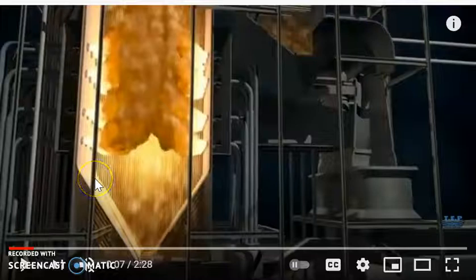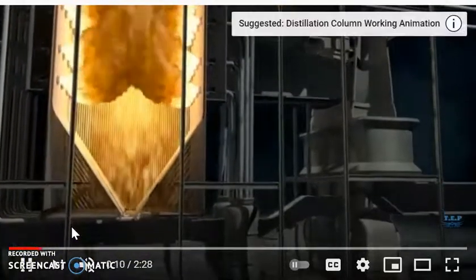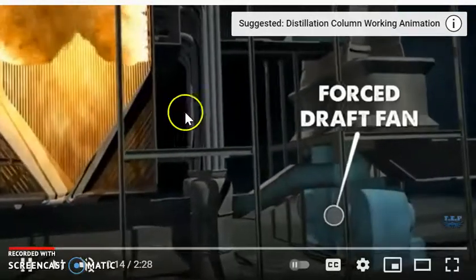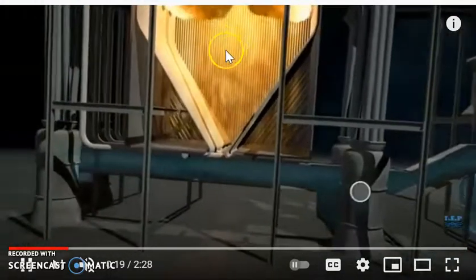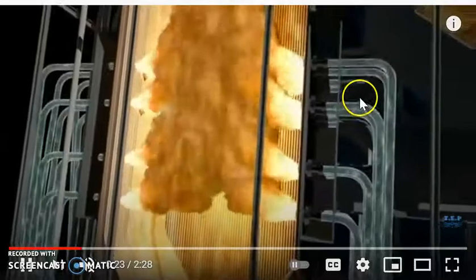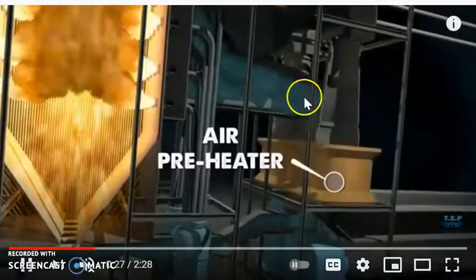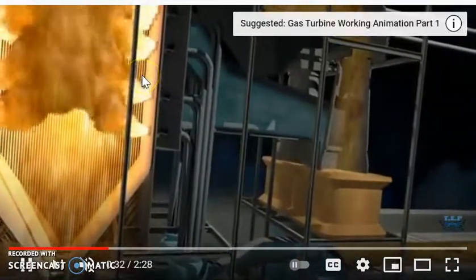Hi all. Now we are just going to see a simple animation of a particular boiler. The boiler we are seeing is a pulverized type of boiler. The pulverizers give air and fuel as a mixture from either end. There will be an air preheater for heating that air before it is fired inside the boiler.